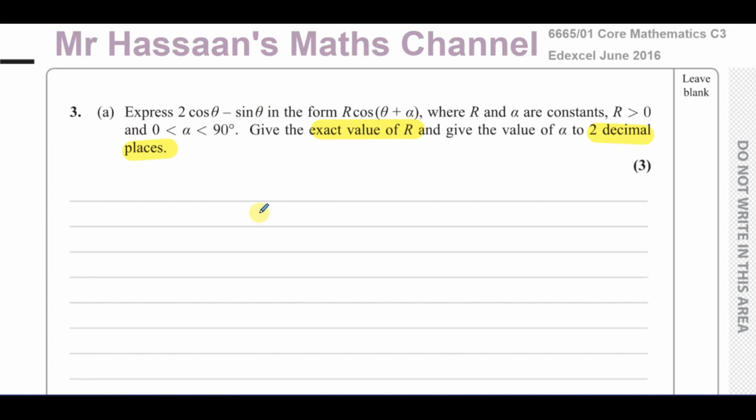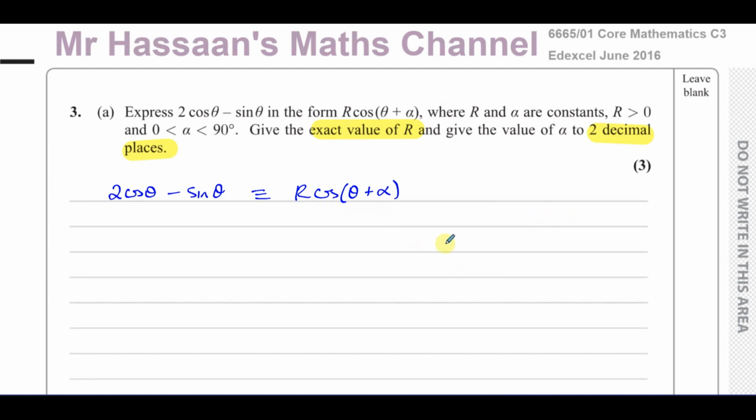What we can do is as follows. We can say that 2 cosine theta minus sine theta, we want to write that, and we want it to be identical to r cosine of theta plus alpha. We want to write this so it looks like this. Now we can use the formula sheet and the addition formula to expand this cosine of theta plus alpha.